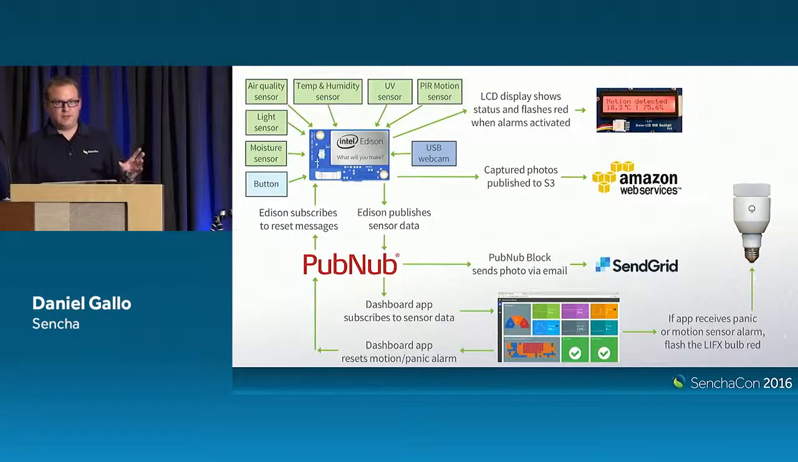And this is the last piece. Don't worry, this looks quite complex, I know. But the last piece is there's a PubNub block, and I mentioned that PubNub blocks can be used to process these messages. So I'm using SendGrid to publish whenever a photo is captured and send that as an email to a defined email address. So as well as receiving alerts on screen, a defined user can receive the alerts via email as well as the photo.